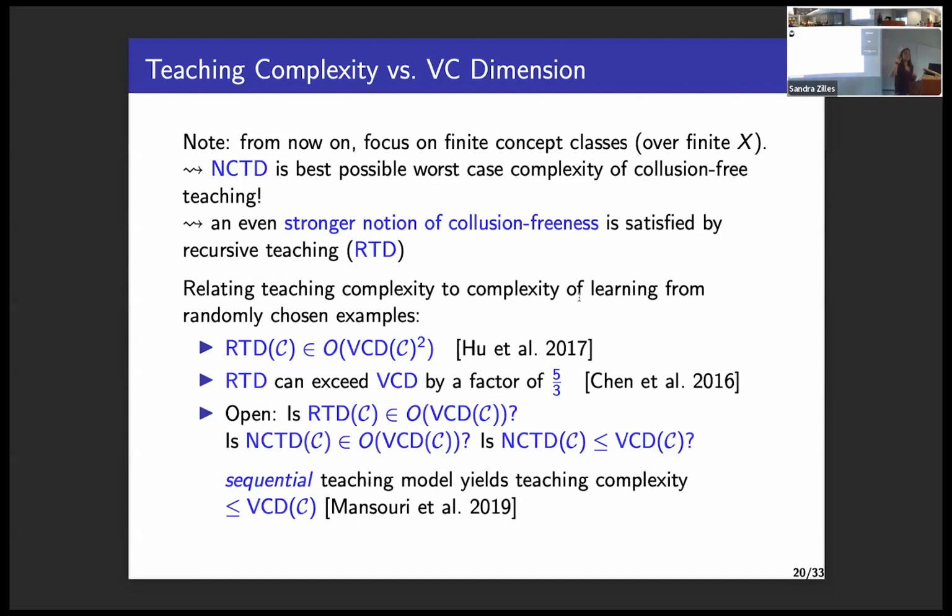The only model that we knew where there was an upper bound in terms of VC dimension was a model of sequential teaching, where you don't get a set like a batch, but you get elements in sequence, and then you can encode a lot in that sequence.